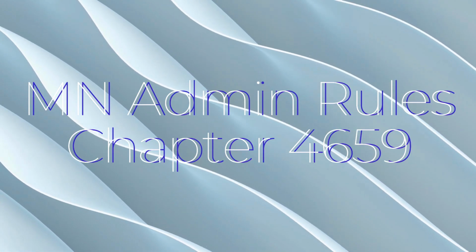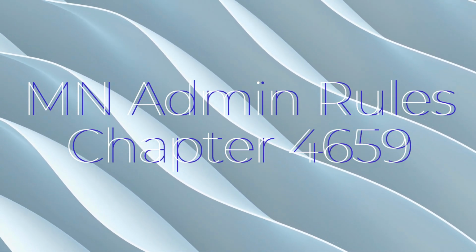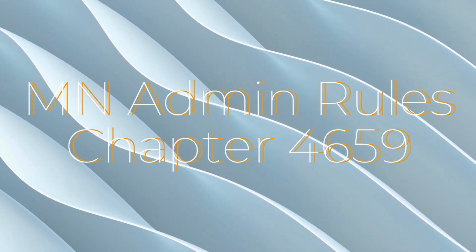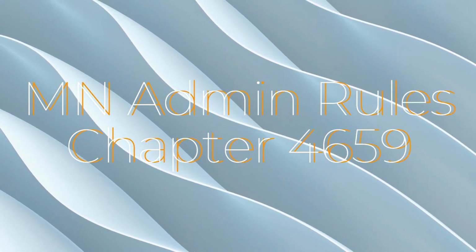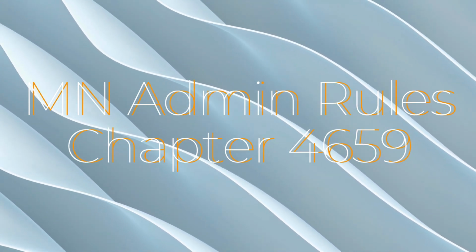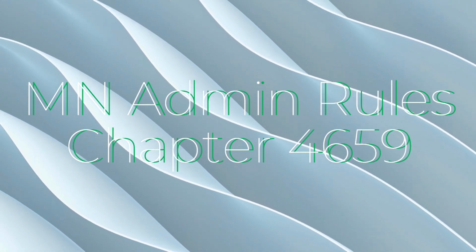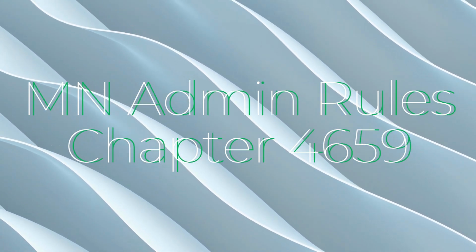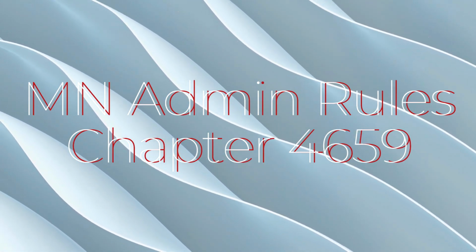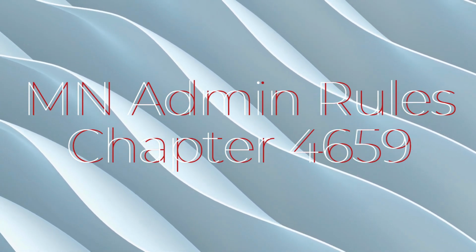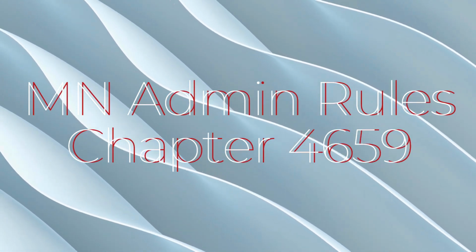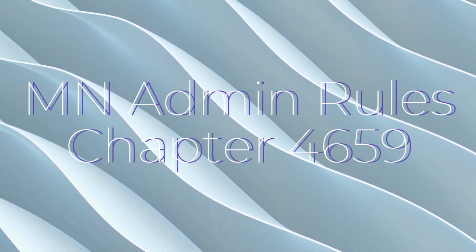4659.0040 Licensing in general. Subpart 1. Issuance of Assisted Living Facility License. A. Upon approving an application for an assisted living facility license, the Commissioner must issue a single license for each building that is operated by the licensee as an assisted living facility and is located at a separate address. B. For purposes of this part, campus has the meaning given in Minnesota Statutes, Section 144G.08, Subdivision 4a.